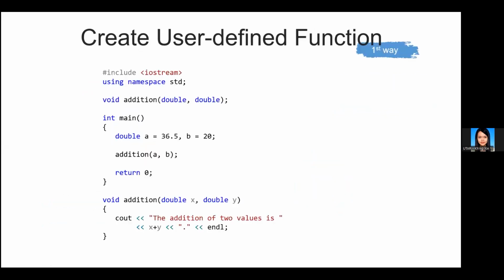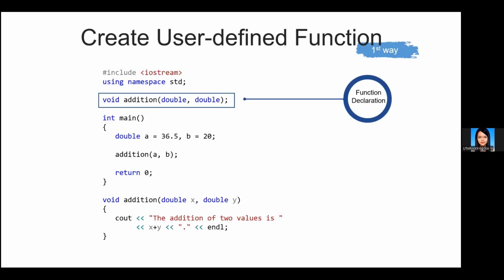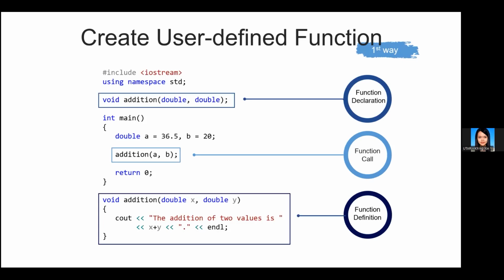Next, to create a user-defined function, because just now with the predefined function, we don't need to create the function ourselves. But now that we move on to discuss the user-defined function, we have to learn how we can create the function ourselves. There are 3 parts that you have to include in your program. The first part is the function declaration. The second part is the function call, and the third part is the function definition. Always remember to include these 3 parts. If you miss out any part of it, it might cause an error in your program. Function declaration, call the function, and define the function.